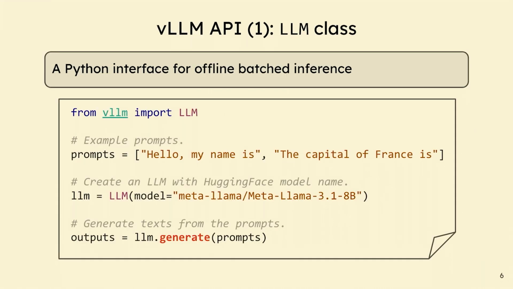So why do people use vLLM? One of the reasons is that vLLM has very easy to use APIs. We have the LLM class, and the user just needs to specify the prompts and the model they want to use, and then call the .generate function on those prompts. Under the hood, vLLM handles the scheduling, the KV cache management, and does the request batching automatically. So the user does not need to worry about those things.